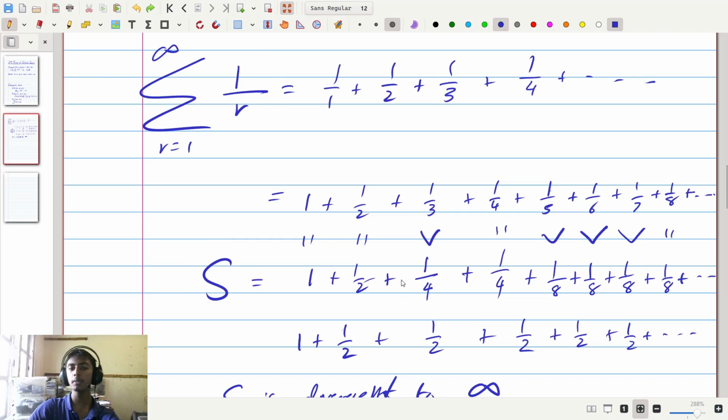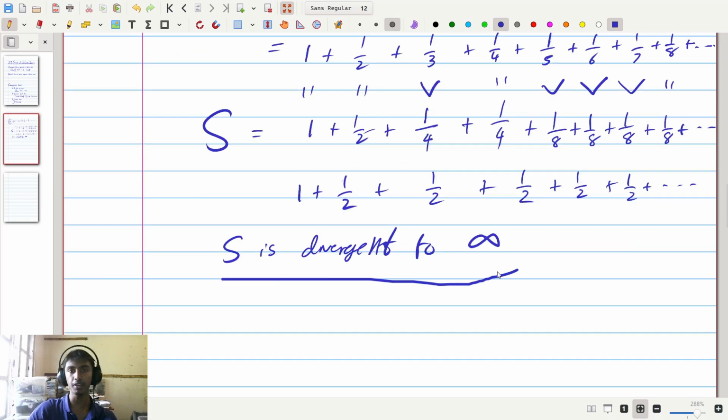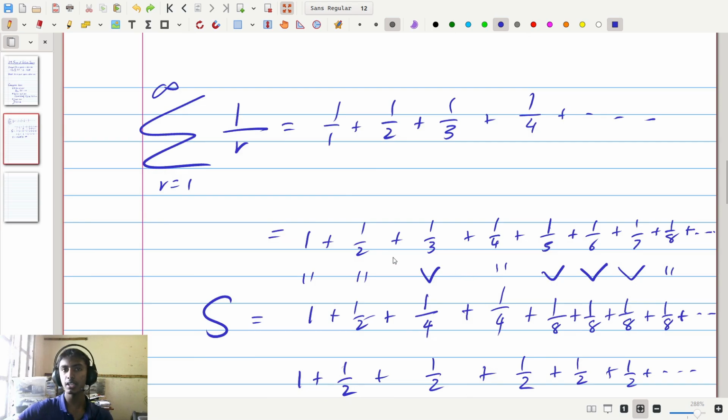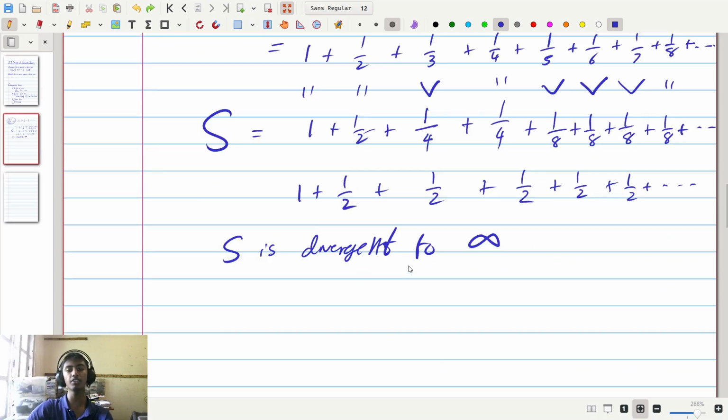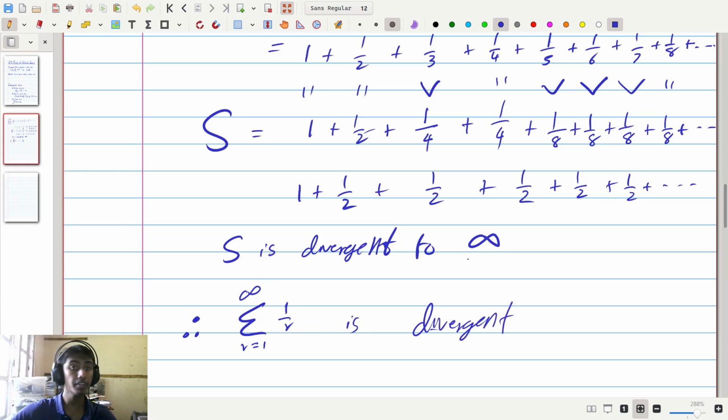But we already proved that S is divergent to infinity. So if S is divergent to infinity, and this sum is greater than or equal to S, we can see that this sum is also going to be divergent to infinity. Since if a value is greater than a value that goes to infinity, that value itself must also go to infinity. Therefore, we can say the sum from r equals 1 up to infinity of 1 divided by r is divergent. It actually diverges very slowly, extremely slowly, but it does diverge to infinity.